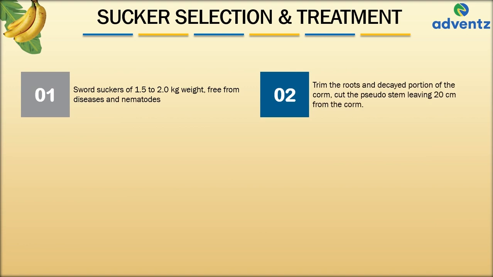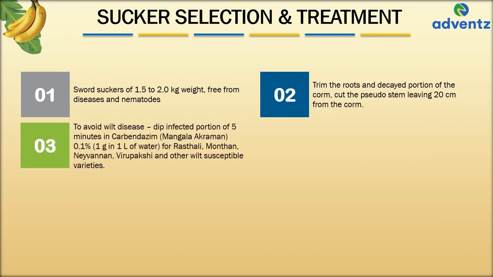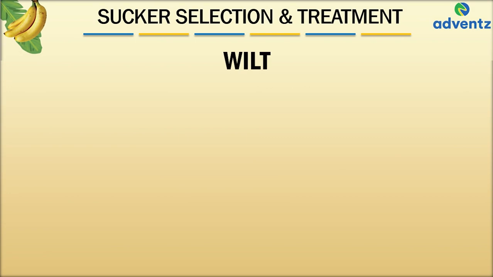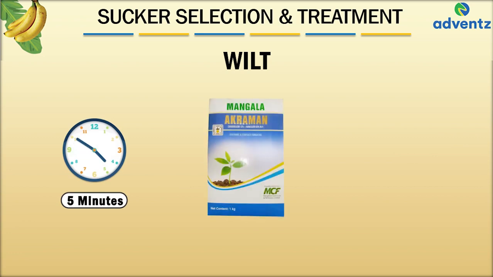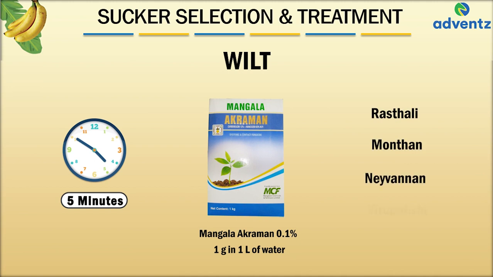Trim the roots and decayed portion of the corm and cut the pseudostem, leaving a space of 20 cm from the corm. This is a treatment. Let's continue with the treatments. To avoid wilt diseases in the plant, infected portion of the corm may be pared, dipped for 5 minutes in carbendazim, which is Mangala Akraman, 0.1%, using 1 gram in 1 liter of water for Rasthali, Monthan, Nevyanan, Virupakshi, and other wilt-susceptible varieties.